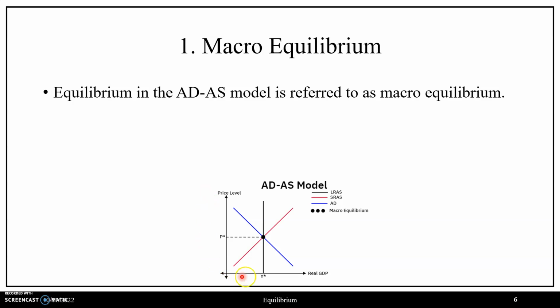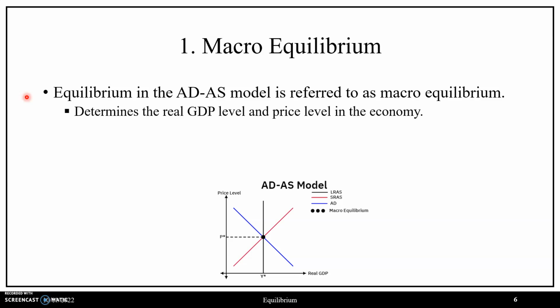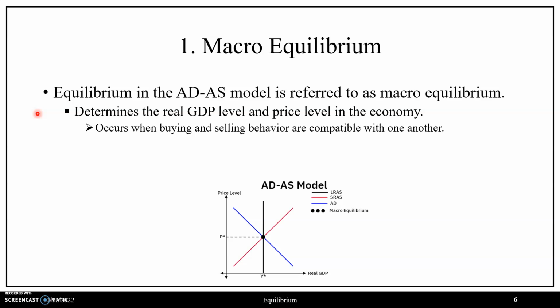Putting all three curves together, we have our ADAS model below, in which the price level is on the vertical axis, quantity of real GDP is on the horizontal axis, with a downward sloping aggregate demand curve, upward sloping short-run aggregate supply curve, and vertical long-run aggregate supply curve. With our model in its entirety, we now have a representation of the aggregate product market of an economy, where equilibrium is going to be referred to as macroequilibrium, in which it will determine the real GDP level and price level in the economy, and it will occur when buying and selling behavior are compatible with one another.